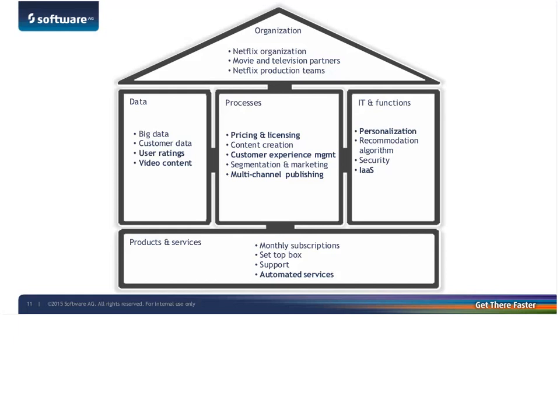Customer experience management, really important. So what you could do with ARIS here is you would describe how a customer is interacting with your business using touch points. And following on those touch points, you would describe customer journeys. So which journey is a customer taking through your organization, consuming your products? Segmentation and marketing, also very important, where you could segment your customers, derive marketing processes, and obviously multi-channel publishing.